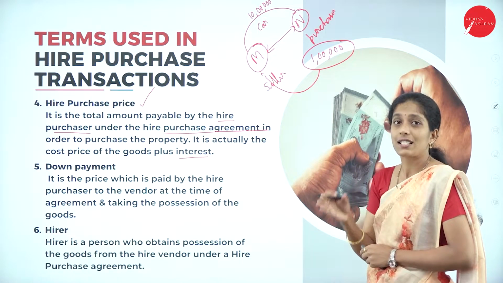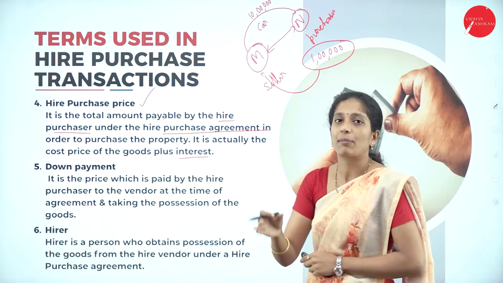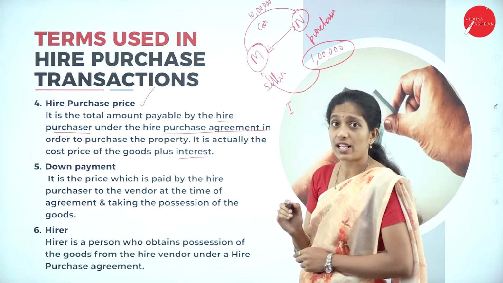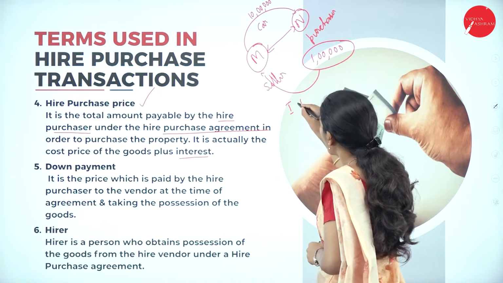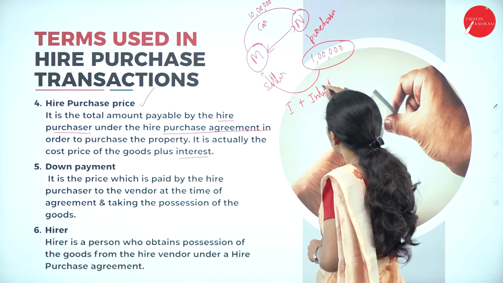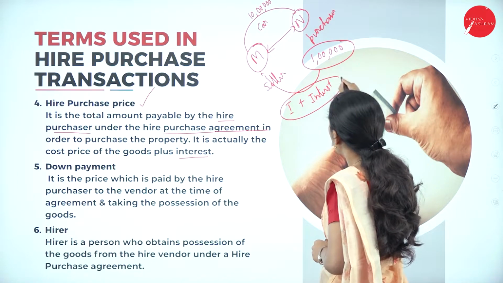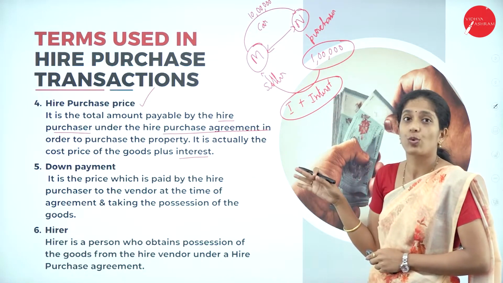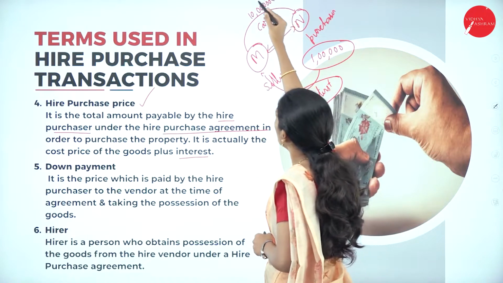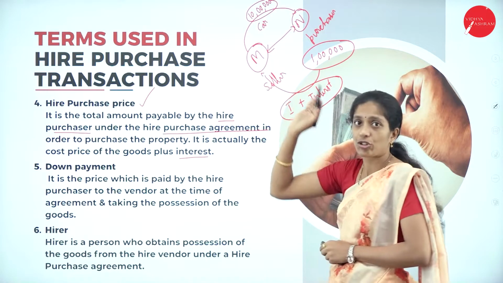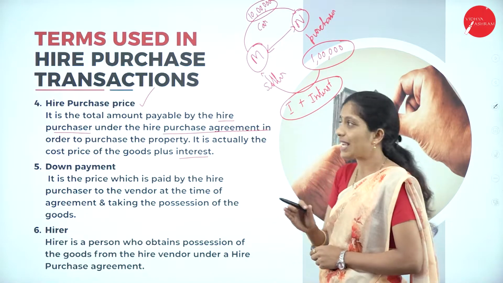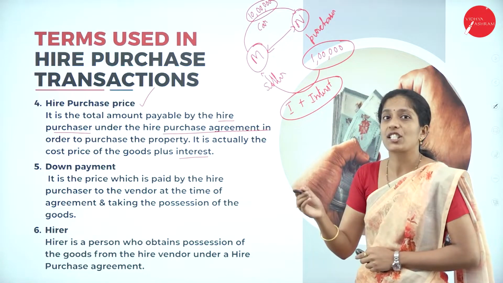Along with the payment of installments, he has to pay interest also. So this 9 lakh will be paid in the form of installments, plus interest. This installment amount plus interest is known as the hire purchase price. Then what is the cash price? The total value of the car, that is the actual value of the car, 10 lakh, is the cash price. But what is the hire purchase price?